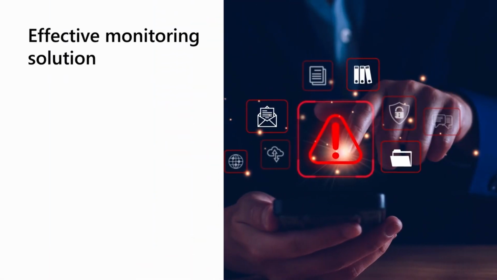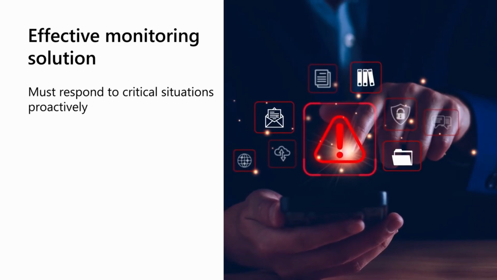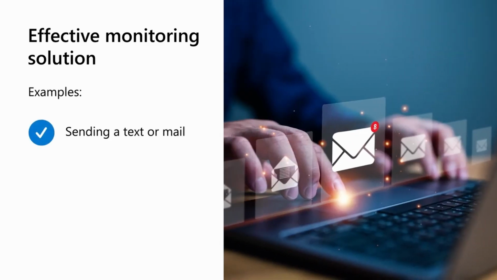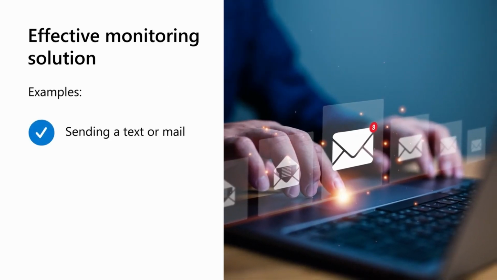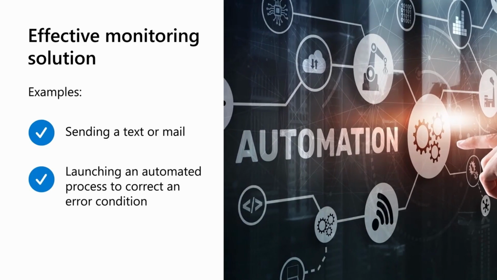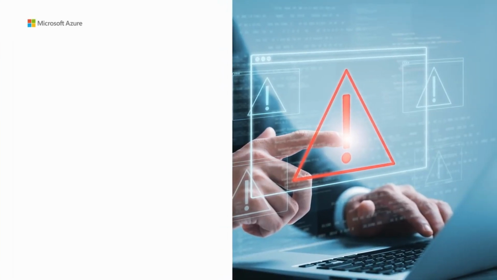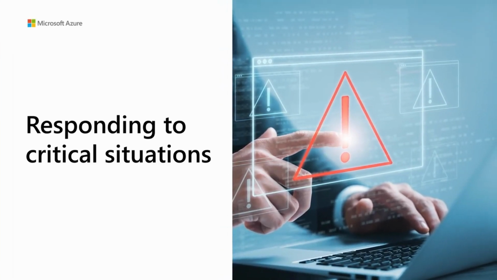An effective monitoring solution must proactively respond to critical situations identified in the data it collects. This could be sending a text or mail to an administrator responsible for investigating an issue. Or you could launch an automated process that attempts to correct an error condition. Hello, and welcome to the video, Responding to Critical Situations.